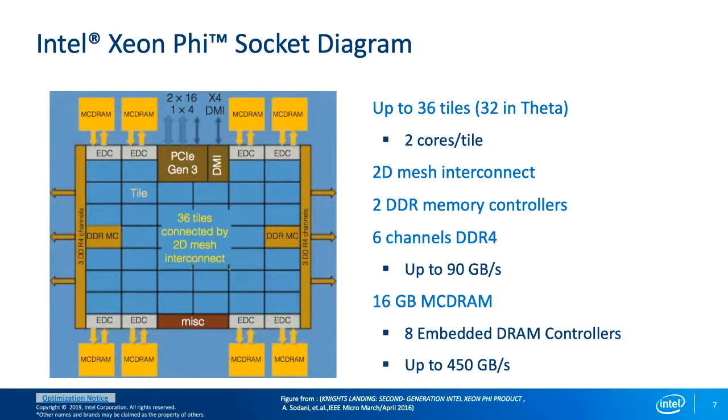On the MCDRAM side of things, you have 16 gigs of this MCDRAM memory. This is memory that is attached to the chip. It has 8 embedded DRAM controllers, and the total is, as I mentioned before, around 400 up to 450 gigabytes per second. If you get anything beyond that, then I would be careful with the benchmark that you're running. So this is basically what the socket looks like, right? We have this 2-dimensional distribution of tiles, each of them with 2 cores. And we have 2 different memory controller systems, one dedicated to DDR4 access, one dedicated to MCDRAM access.